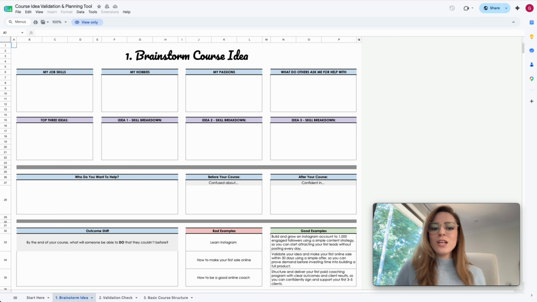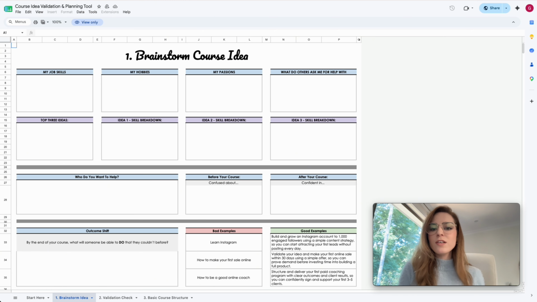The first section is brainstorming an idea. Now, this seems really trivial, but this is actually very important for the success of your course. Most successful course creators are teaching something they already know how to do. They're taking a skill, a process, a transformation, or result that they already understand, and they're packaging it into a step-by-step system that helps someone else achieve the exact same thing.